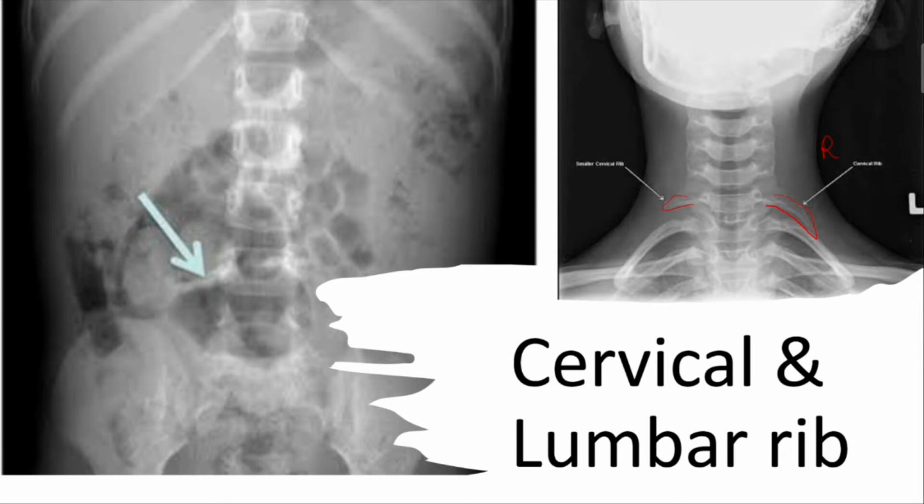Next is lumbar rib, which is also called the gorilla rib. It develops from the costal element of the L1 vertebra and its incidence is more common than the cervical rib, but it remains undiagnosed as it usually does not cause symptoms. It may be confused with a fracture of the transverse process of L1 vertebra. So here is your lumbar rib.